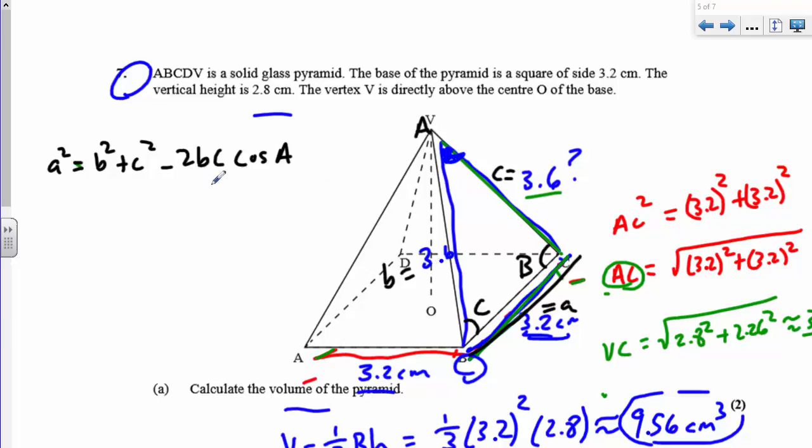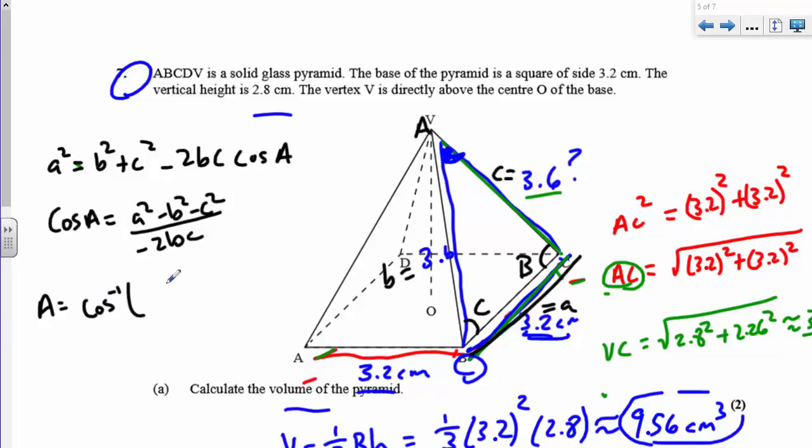And we're going to rearrange this equation and solve it for cosine of A. So let's do this here. That means cosine of A has to be equal to a squared minus b squared minus c squared all over negative 2bc. This is true. And then to find A, I'll take the cosine inverse of both sides of this equation. So angle A itself is the cosine inverse of a squared minus b squared minus c squared all over negative 2bc. And since I know the values of a, b, and c, I could figure this out with a calculator.